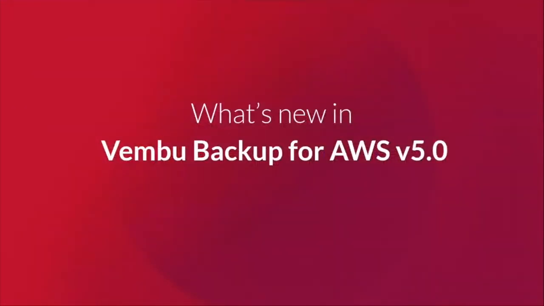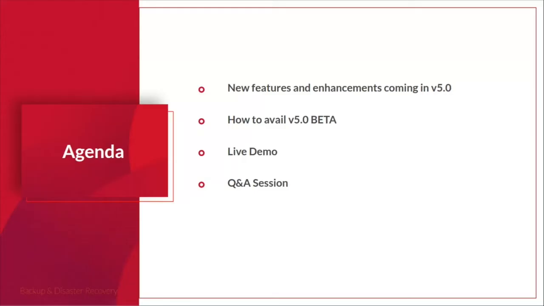Our topic for today is what's new in Vembu Backup for AWS version 5.0. The agenda goes like this: we're going to discuss the new features and enhancements coming in version 5.0. I'm also going to let you know how to avail this version 5.0 beta. This version 5.0 is right now in beta, so I'll also be giving you steps to test the product, followed by a live demonstration and a quick Q&A session.